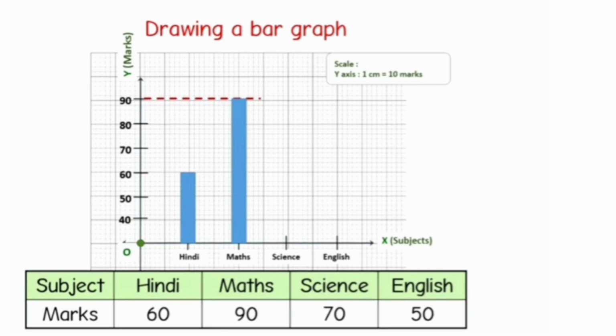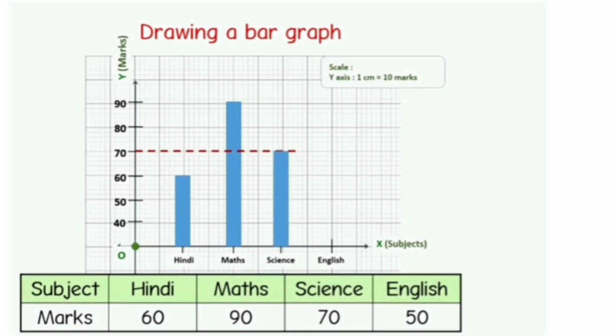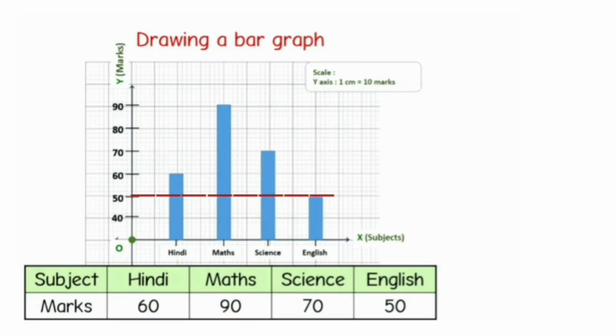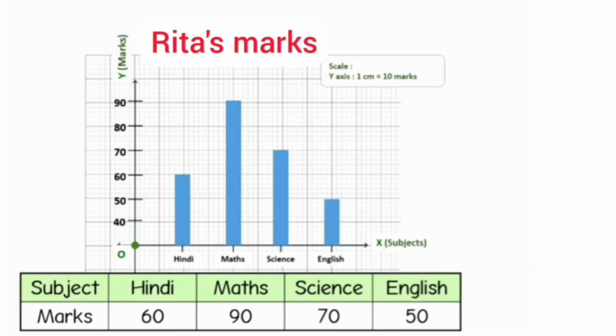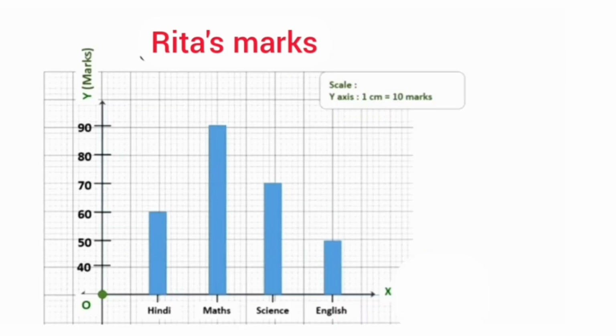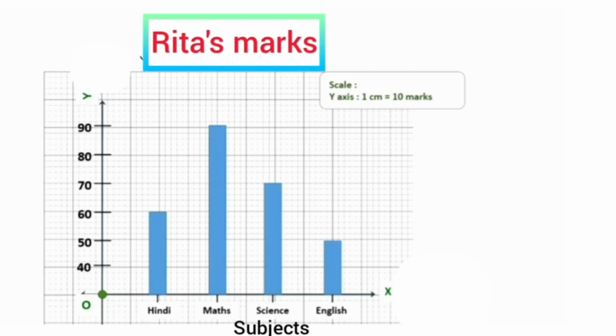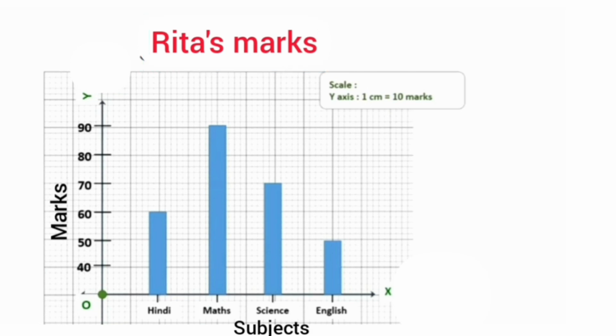Same way, mark all the subject marks appropriately. Make sure you take a suitable thickness for the rectangles so that the graph looks alright. Use the same thickness for all other rectangles. That makes our graph. Now, don't forget, every graph has to have a title. So, what title can we give this graph? We can call this Rita's marks.